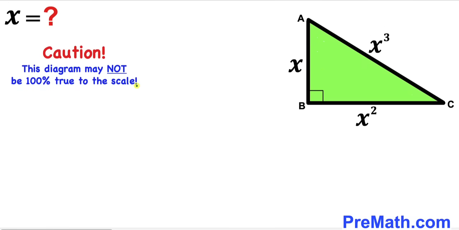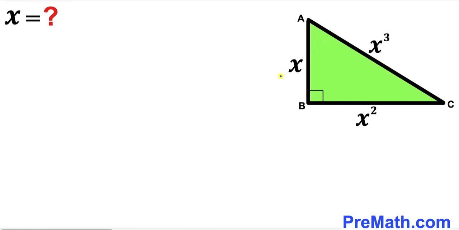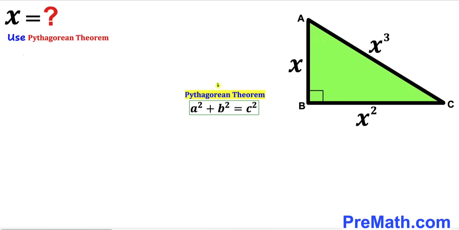Please keep in mind that this figure may not be 100% true to scale. Let's get started and focus on this right triangle ABC. We are going to apply the Pythagorean theorem: a squared plus b squared equals c squared. In our case, the hypotenuse is x to the power 3, whereas the two other legs are x and x squared. Let's fill in the blanks in this Pythagorean formula.